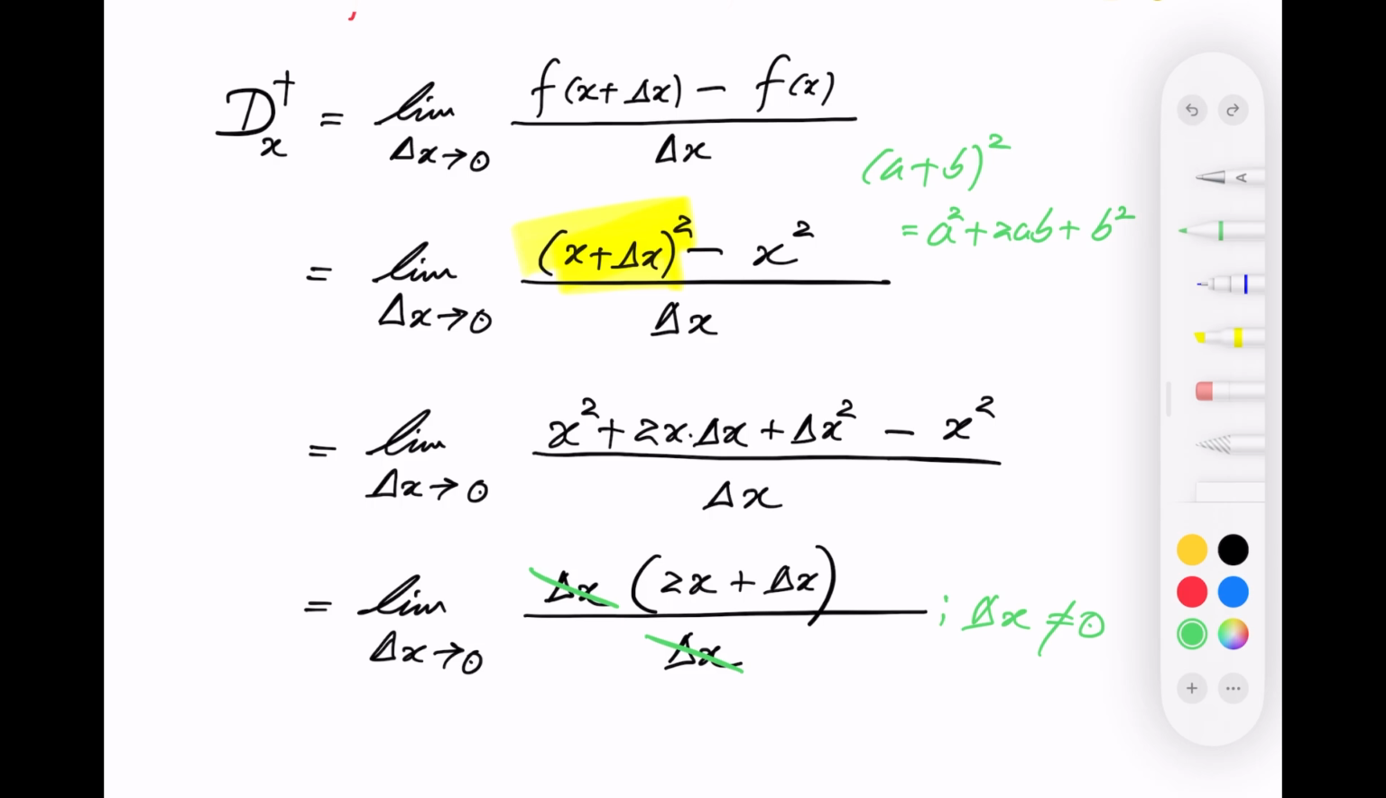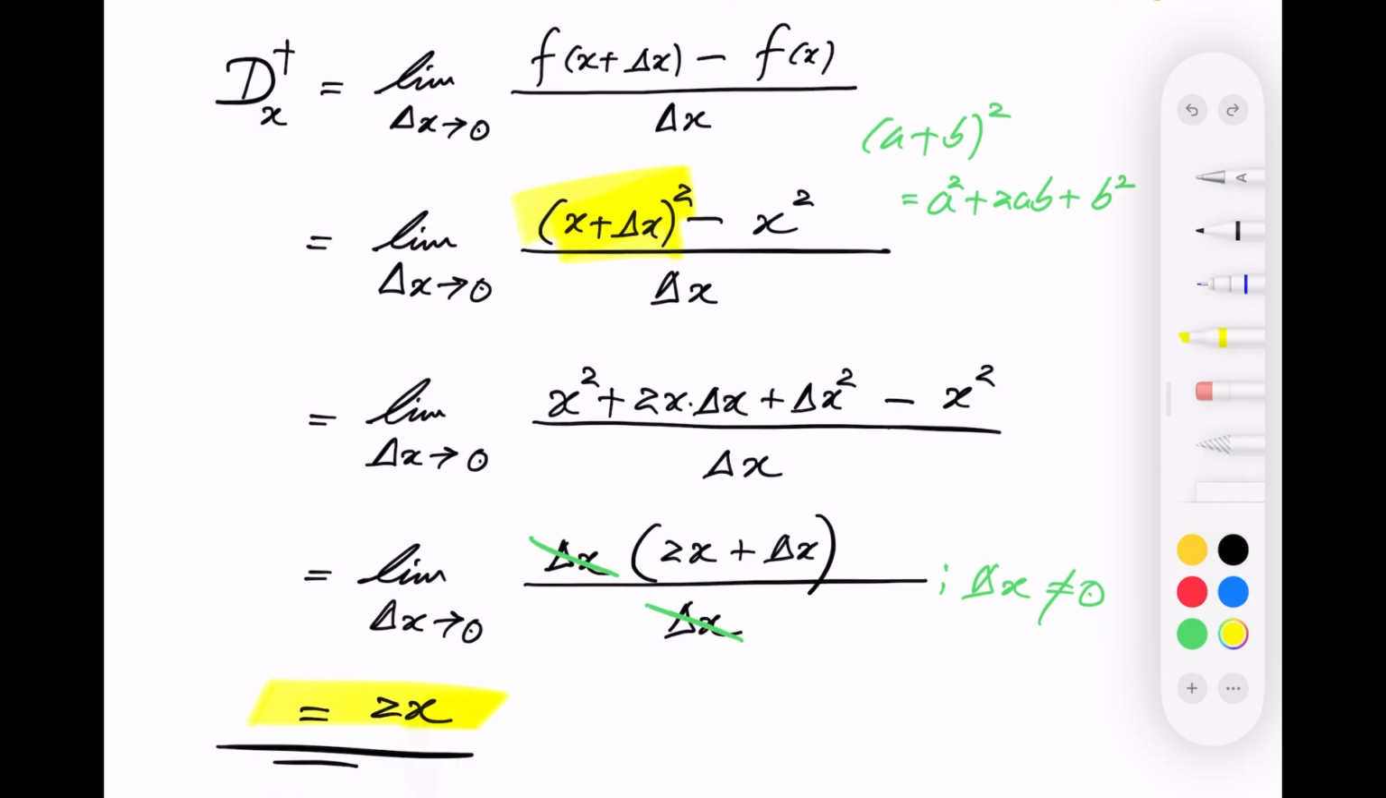Now I can do the direct substitution. I can put delta x equals 0 for this only remaining component of that function. Therefore, when I put delta x equals 0, this reduces to be equal to 2x. That means if I differentiate x squared, we get the answer of 2x.